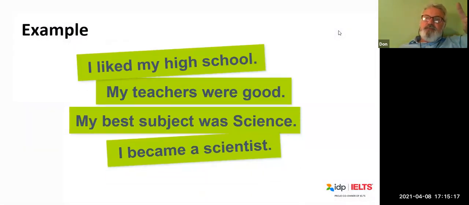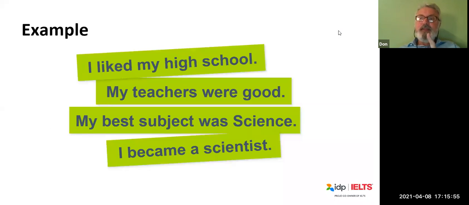Grammatical range. Now, these 4 sentences were probably written by somebody who was answering a question about education. What is the value of a good teacher? How does a teacher influence a student? And this person writes, I liked my high school. My teachers were good. My best subject was science. I became a scientist. Every one of these sentences is perfect English.